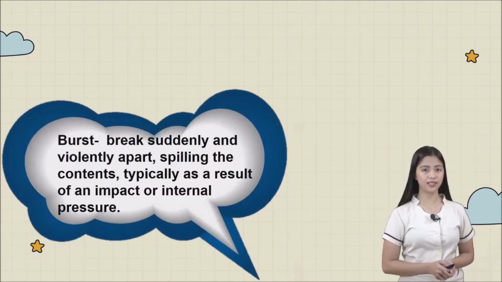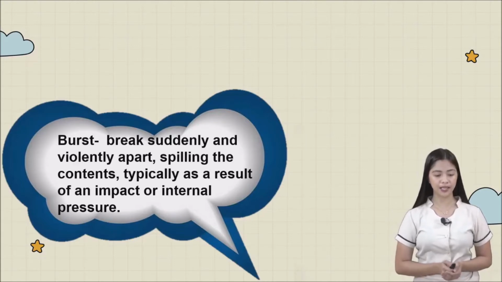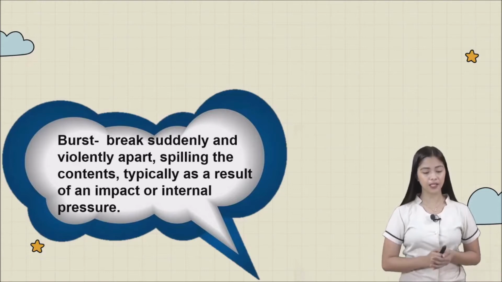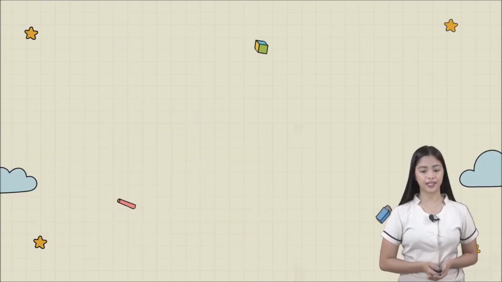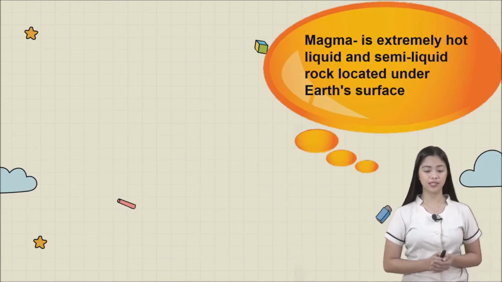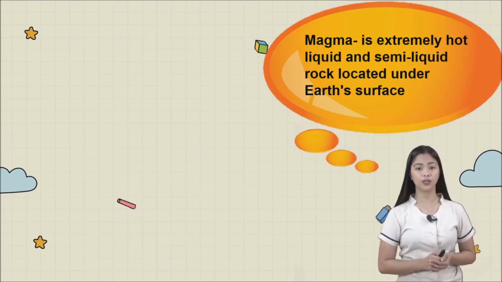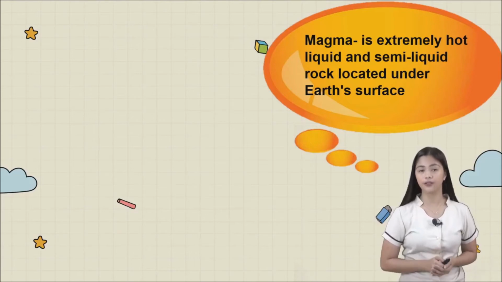Next one, we have the word burst. When we say burst, it means break suddenly and violently apart, spilling the contents, typically as a result of an impact or internal pressure. Next one, we have the word magma. When we say magma, it is extremely hot liquid and semi-liquid rock located under the Earth's surface.